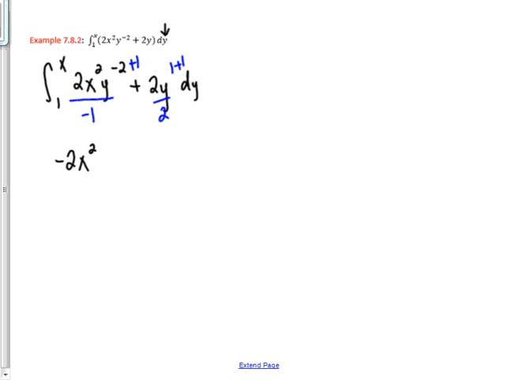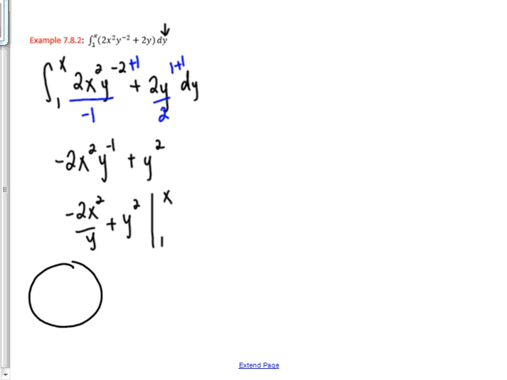So I end up getting 2x squared y to the negative 1, which I'm going to rewrite in a minute. Here the 2's cancel and I just get y squared. So I end up with negative 2x squared over y plus y squared, and I want to go from 1 to x.